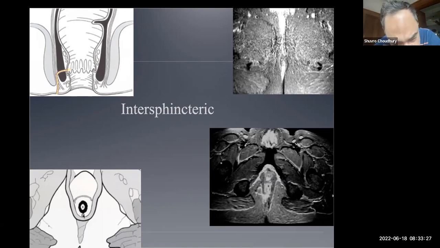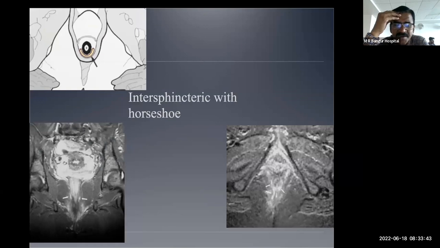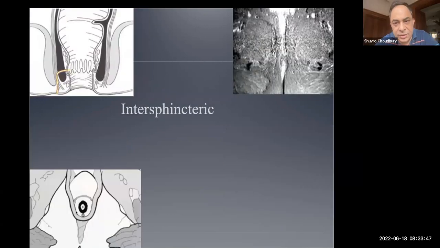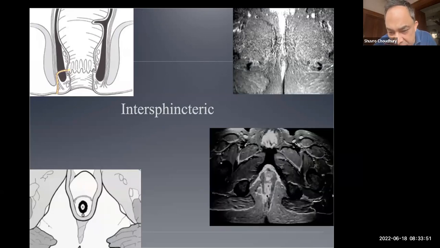this little bright tract. So it will look like this. External sphincter. Black is internal sphincter. You will see the intersphincteric plane. And then here is your tract. Okay. So this is an axial cut. That one was axial cut. Sorry. This is a coronal. And this is axial, where you are only seeing the little dot. Okay.